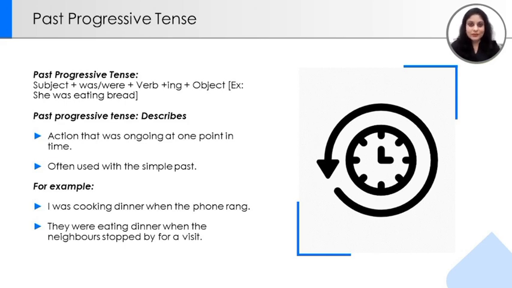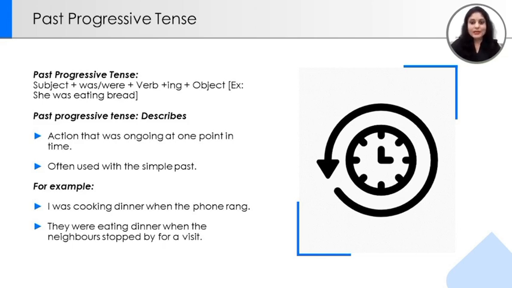The second part of the sentence talks about another action, when the phone rang. Here you can see a combination of two tenses. I was cooking dinner is in the past continuous tense. When the phone rang is in the simple past tense. And this is the overlapping that I was talking about. Sometimes the past progressive tense cannot function solo. It has to seek the support of the simple past tense.